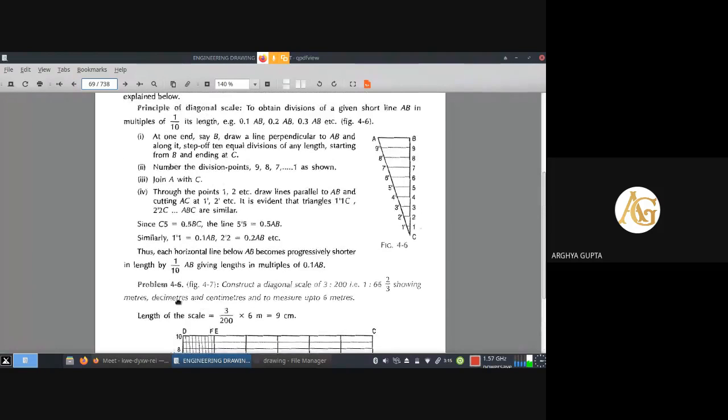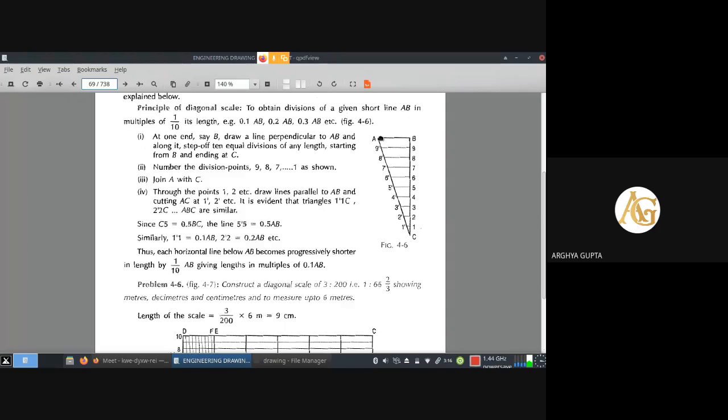Like here, let us consider AB is that smaller unit. Now that AB line is to be divided into 10 equal parts, but it is very difficult to do that linearly. So what is being done here? A vertical bigger line is drawn, let us say BC. BC is of the bigger length. So a bigger BC line has been drawn, and now a diagonal has been joined.